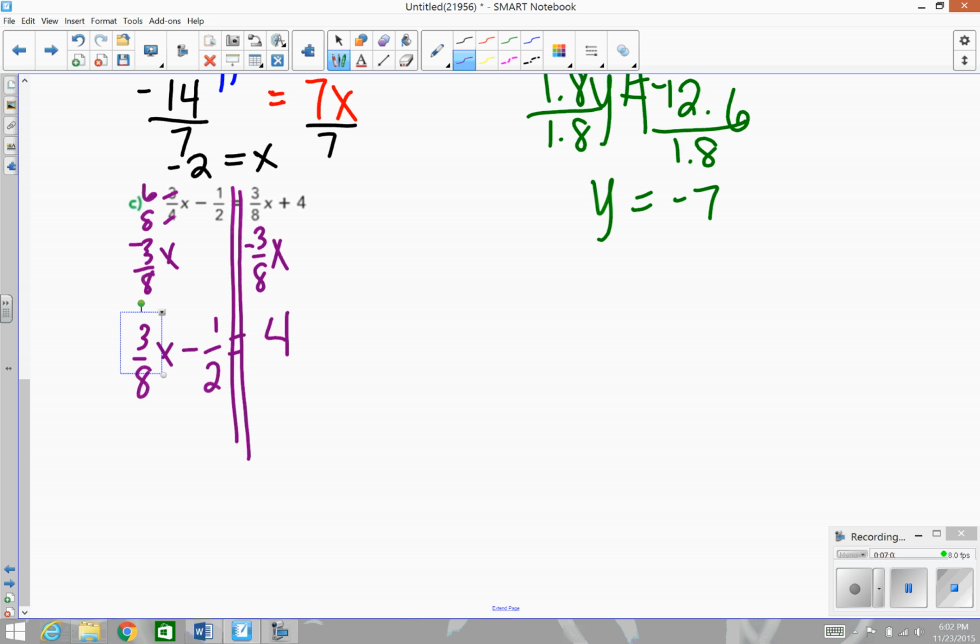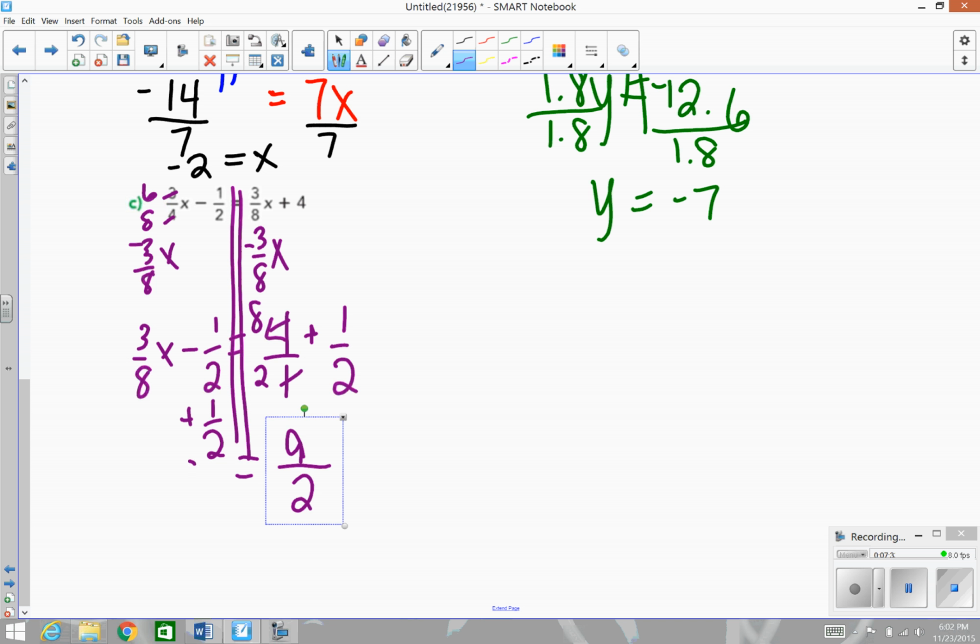Okay, now I want to add 1/2 to both sides. Okay, again, common denominators. 4 is the same thing as 4 over 1. In order for these to be common, I'm going to multiply this fraction by 2 so that both denominators are 2. Okay, so 1 times 2 is 2. 4 times 2 is 8. Okay, so I have 8 plus 1 is 9. Keep the denominators. And on this side, I still have the 3/8 x.